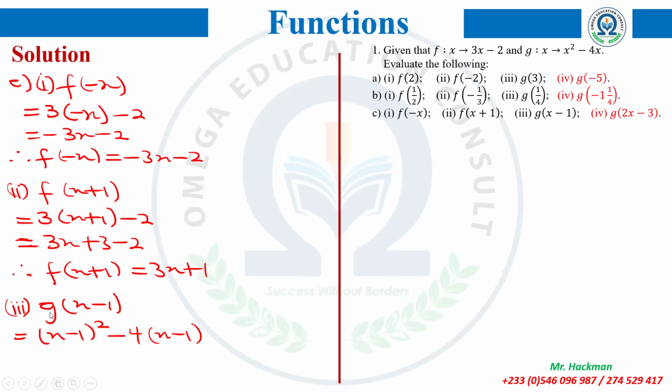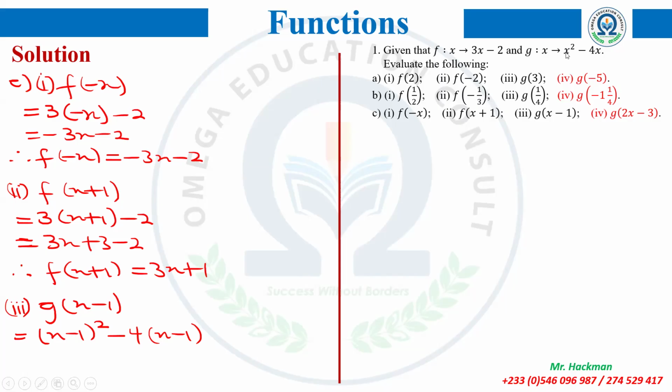So you go to G. Remember, we have extracted G already. So we know that G of x is equal to x squared minus 4x, which we have extracted. So this means you are finding G of x minus 1. It means wherever you see x in G of x, it is now x minus 1. So this x changes to x minus 1.